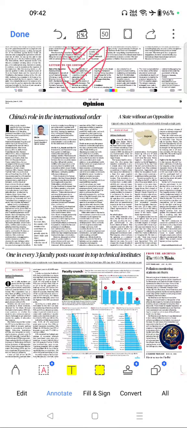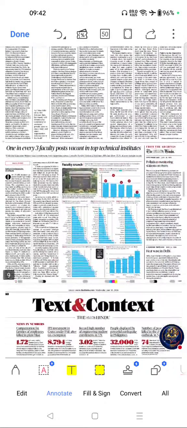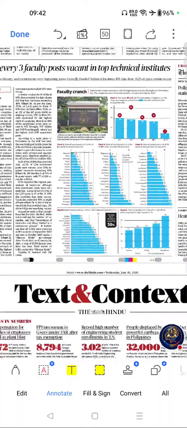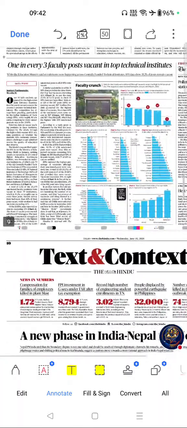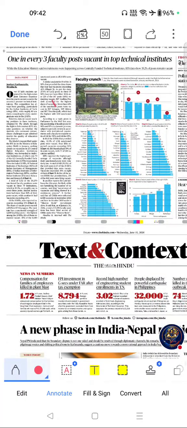Next important article from page number 9, opinion section, was this one. One in every 3 faculty posts vacant in top technical institutes. If you see the importance of this article, higher education reforms are a major GS2 topic.